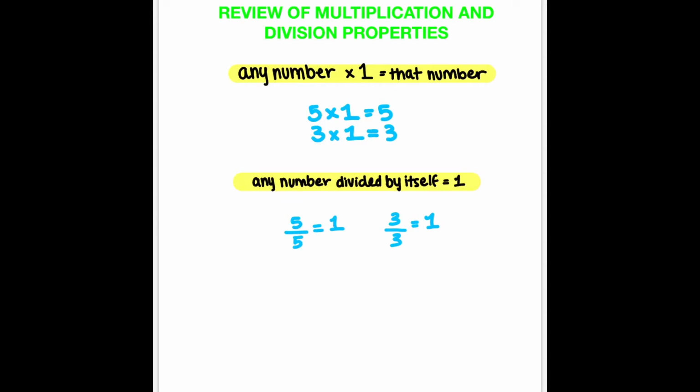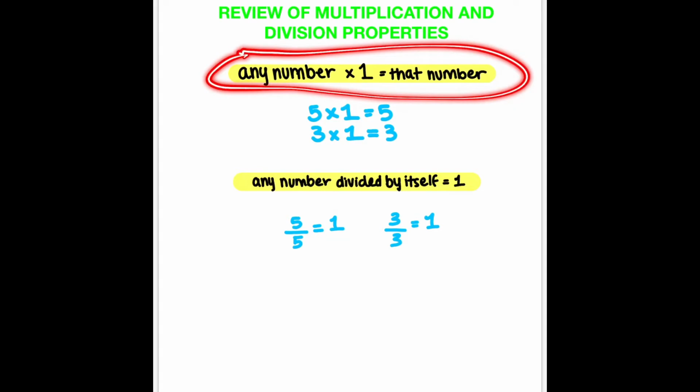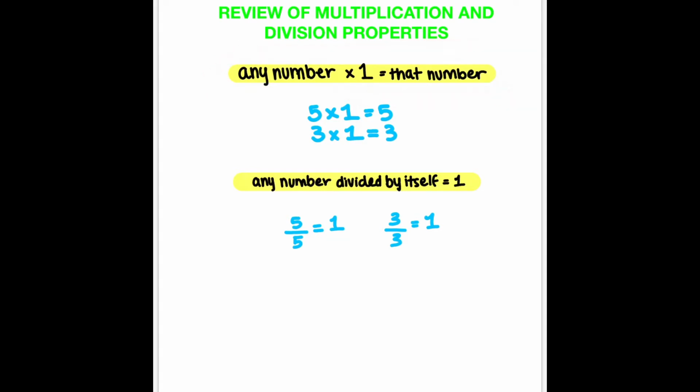So let's do a really quick review of some basic multiplication and division. Let's look here. If I have any number and I multiply it by 1, I get that number. So for example, if I have 5 and I multiply it by 1, I have 5. The same thing goes with 3. If I have 3 and I multiply it by 1, I have 3. This goes with any number.